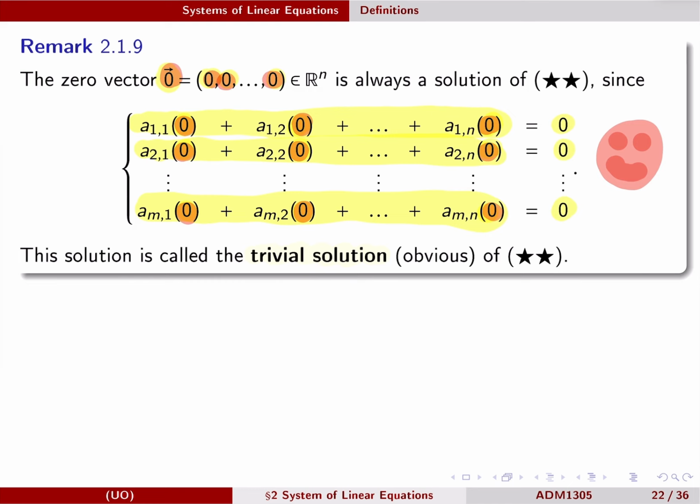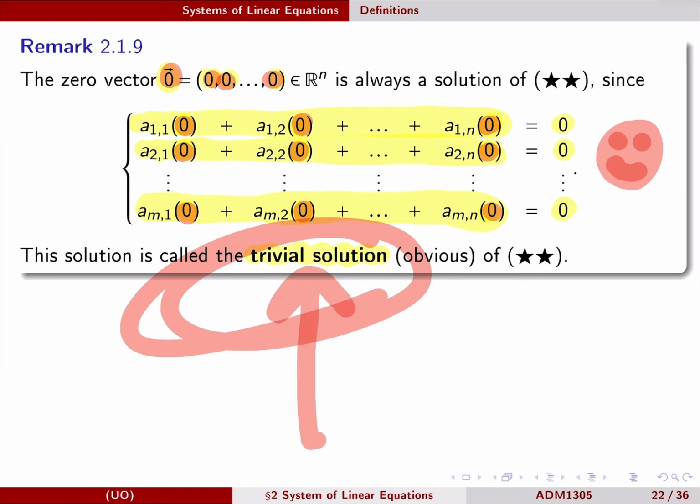And that solution is the obvious one. And the obvious one has a special name. We call it the trivial solution. So for a homogeneous system, there's always at least one solution, the trivial one. If you replace all the variables by 0, you get equality on every single row.